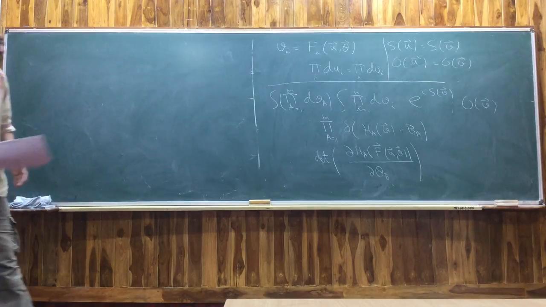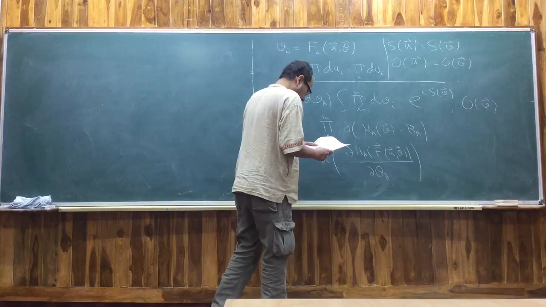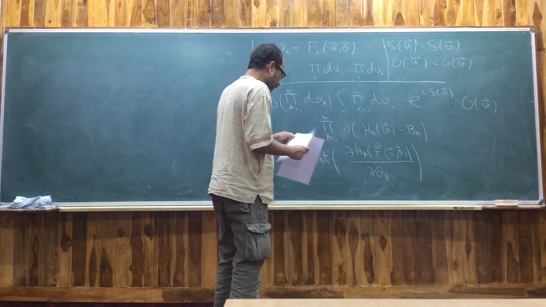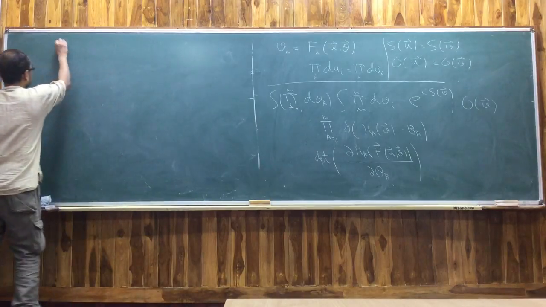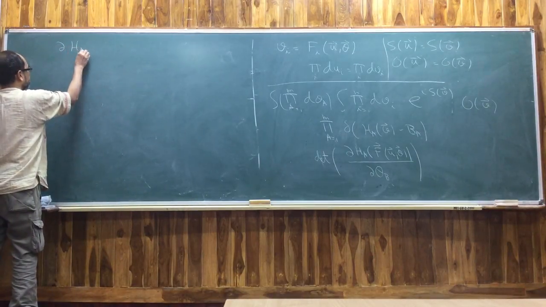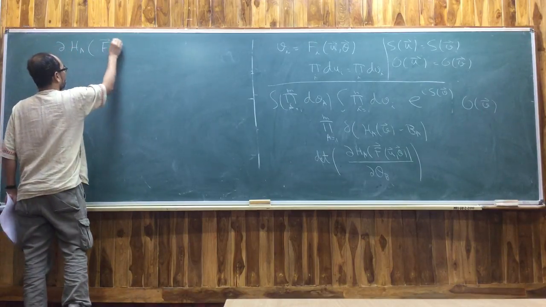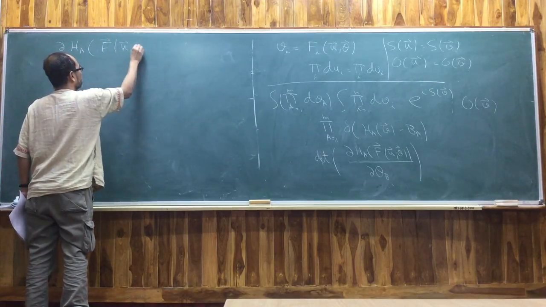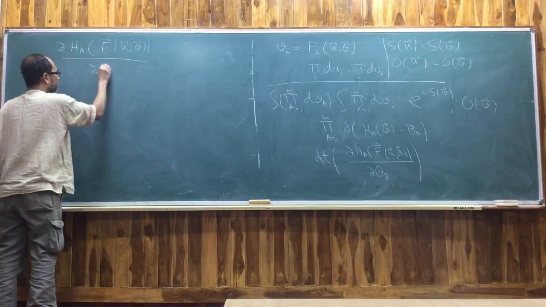We could probably do it in one step, but let me just do it in two steps. What we will do now is write this by using the chain rule. So del G_A of f of u, theta, del theta.